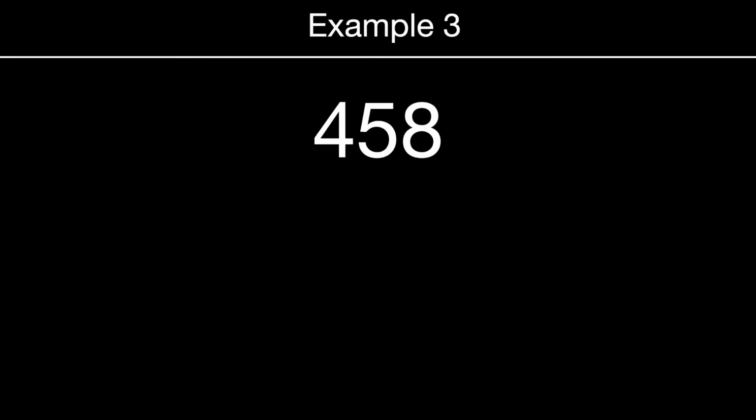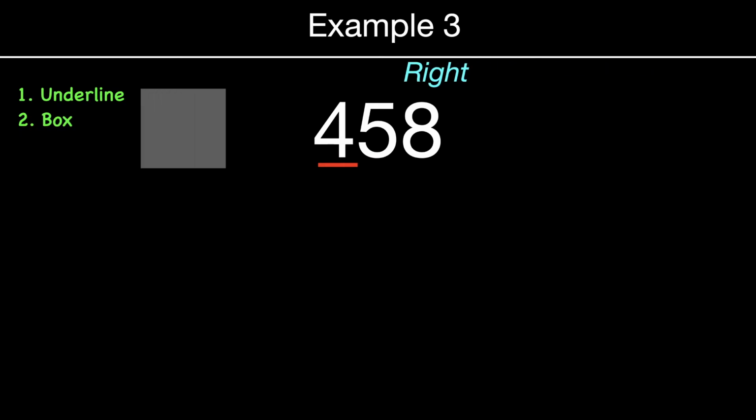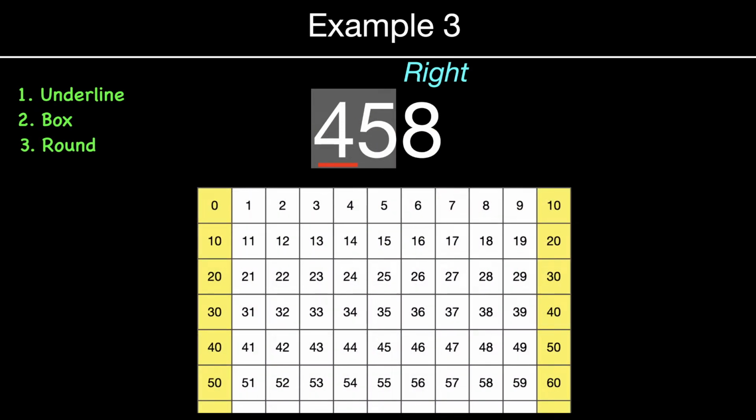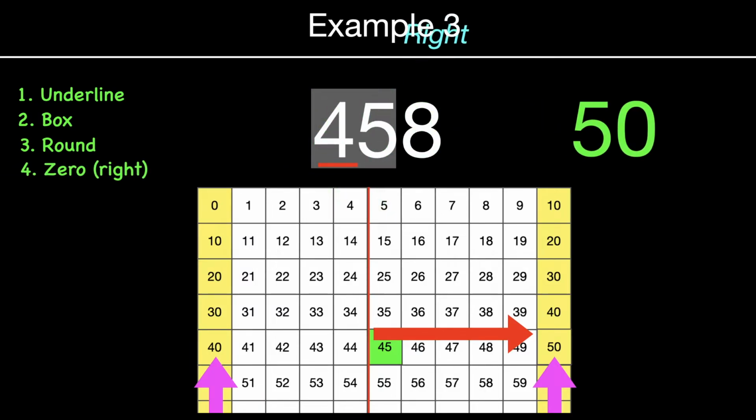Example 3, 458. Underline, box. The 45 we're going to round to the nearest 10. We're using our chart today. 45, and we can see that that's right in the middle. So we want to use our 5 rule, knowing that the rule is that we round up. So 45 rounds to 50. And then we take that 8 and turn that into a 0. And we would say that 458 rounds to 500.